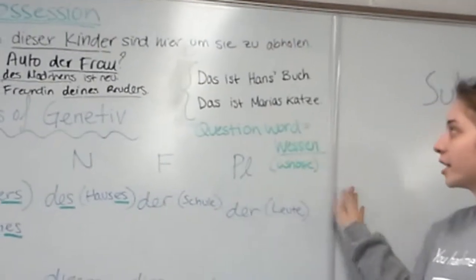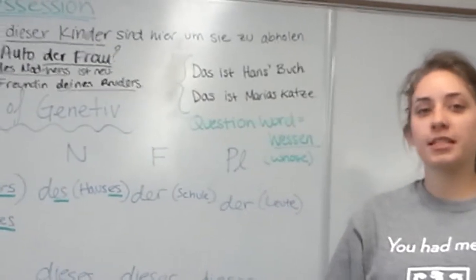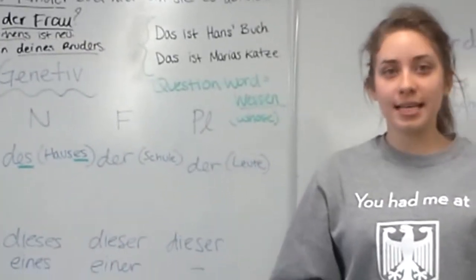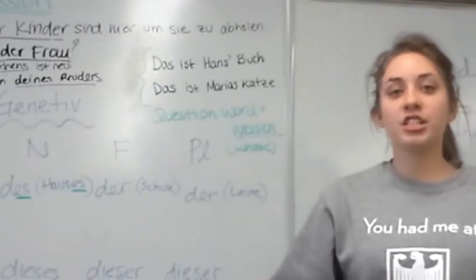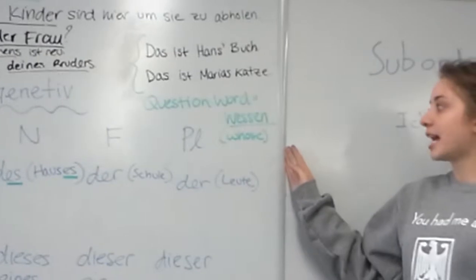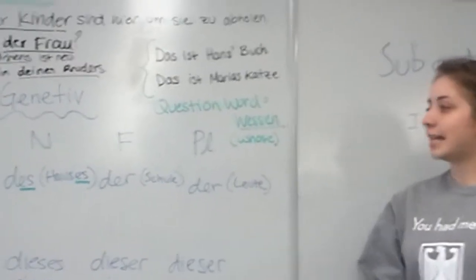The big question word you would use when asking about possession is, in English, whose: whose book is this? So the key word there is whose. In German, the key word is wessen. So you would ask, Wessen Buch ist das? And you would reply, Das ist Hans' Buch.